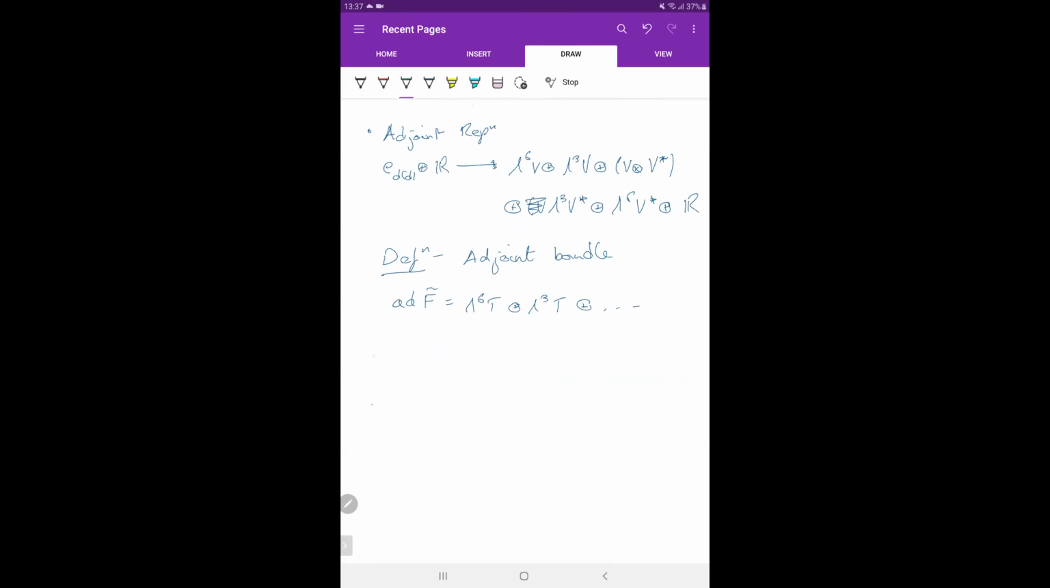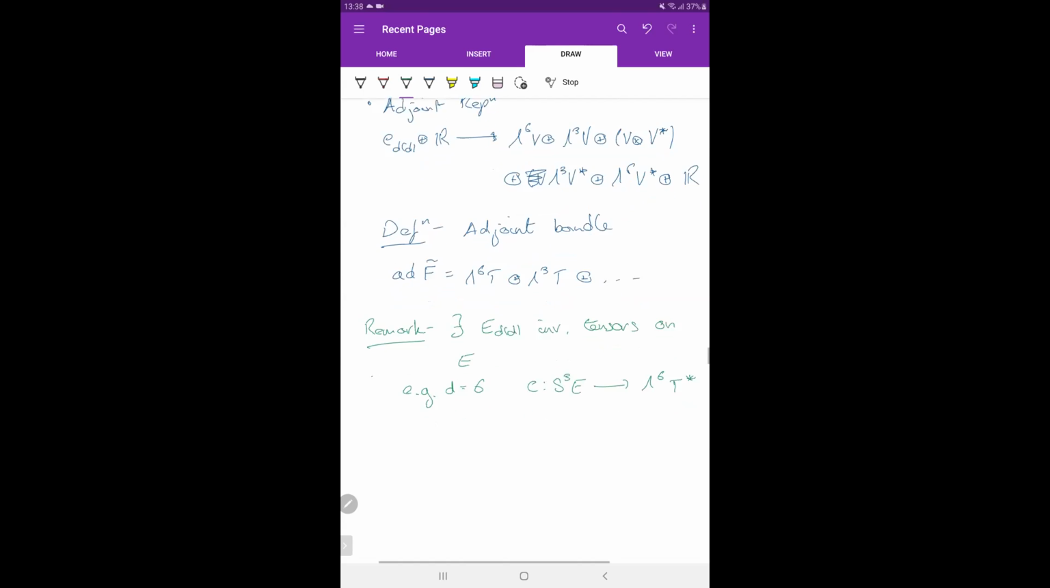So some remarks. There exist EDD invariant tensors on E, which define the EDD structure, much in the same way that eta defined the ODD structure we had before. So, for example, for D equals 6, there is a cubic invariant that takes symmetric products of E to top forms. So it's a little bit more complicated, but they do exist.